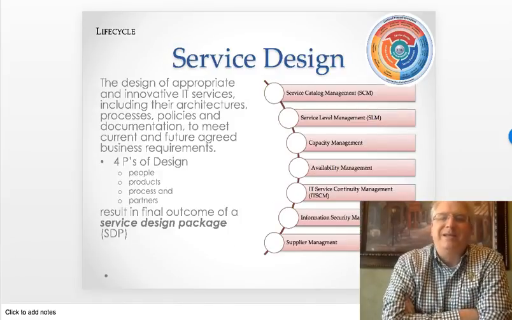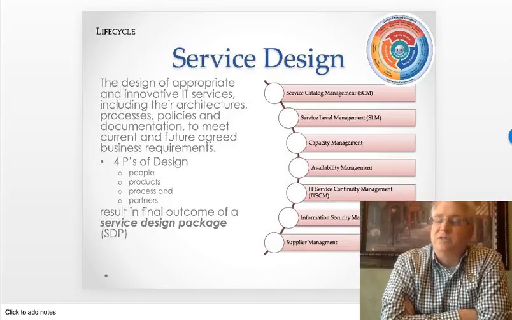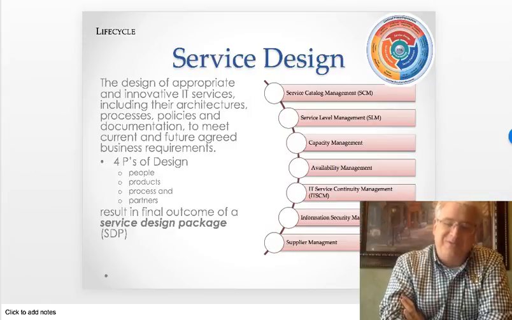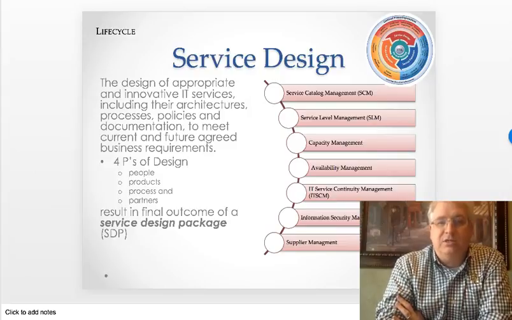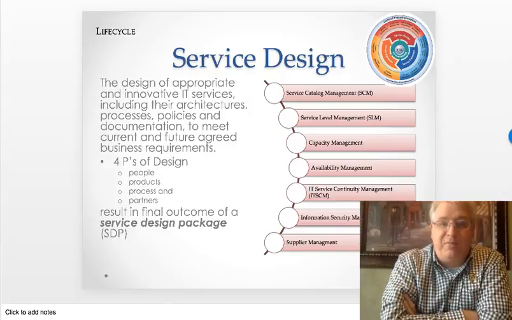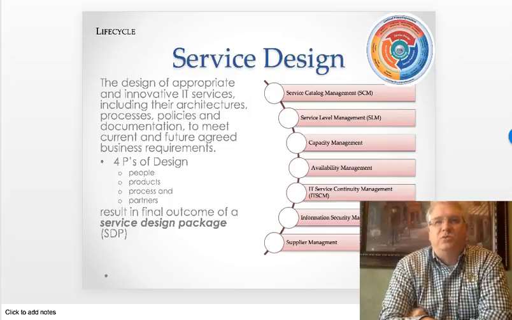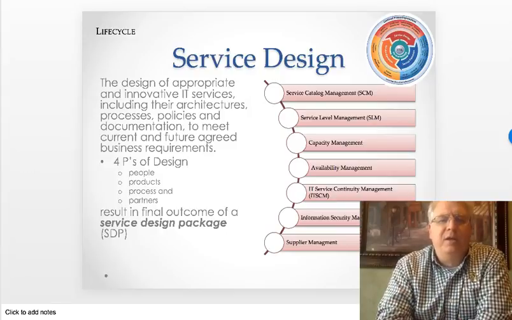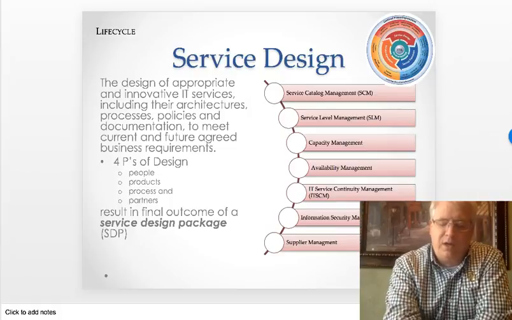All right, service design is the next stage. Once you've decided what services to offer, and you have planned for those to have both high utility and high warranty, you then design a service to meet those goals. It often talks about this idea of 4 Ps of design: people, products, process, and partners. All those things are required to develop a good design. At the end of the day, when you're done designing a service, what you have done is developed what's called a service design package. And that's, I think, an important term for you to recall for a future quiz.